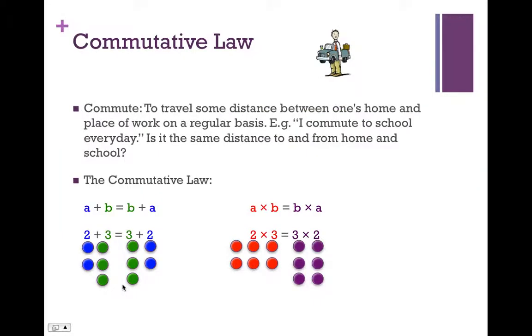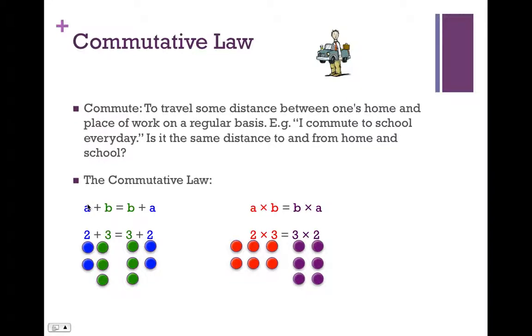Now the commutative law. To commute is to travel some distance between one's home and place of work on a regular basis. For example, I commute to school every day. Is it the same distance to and from home and school? If we start at home and travel to school using the same route, that of course is the same distance as if we started at school and traveled the same route to home. Now the commutative law uses that truth.